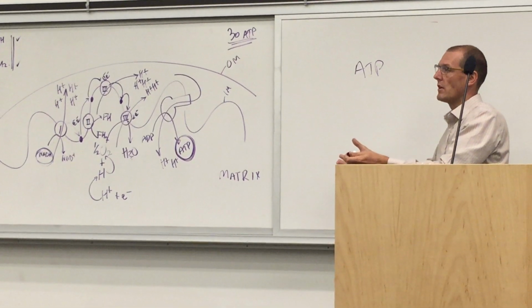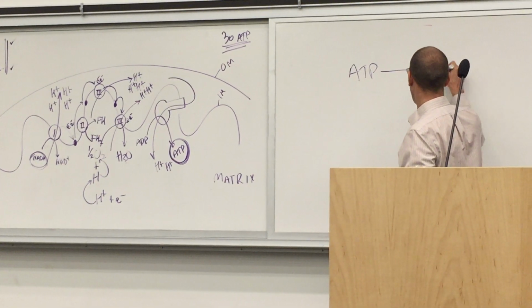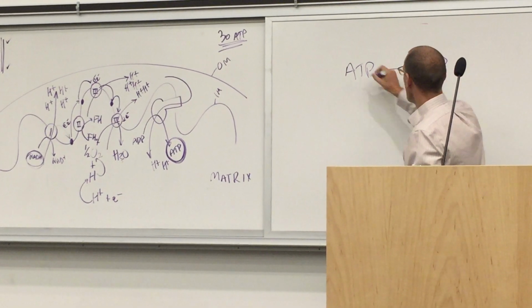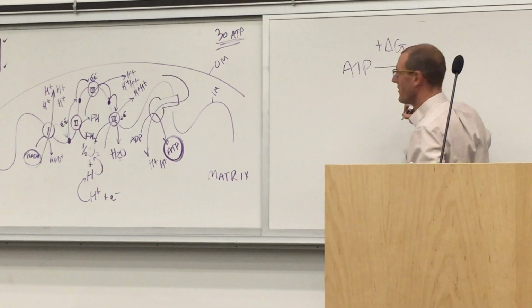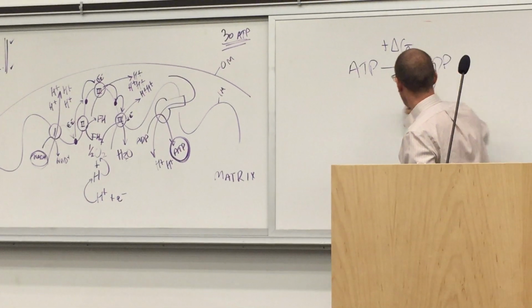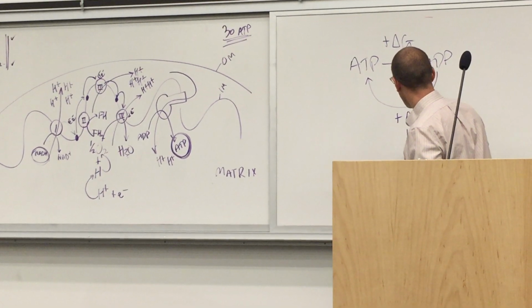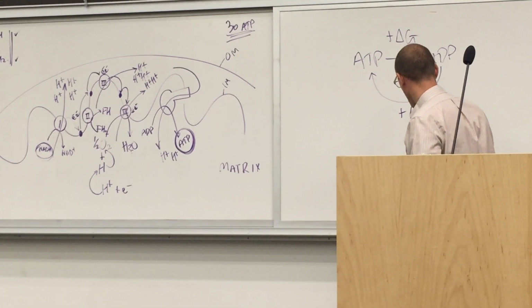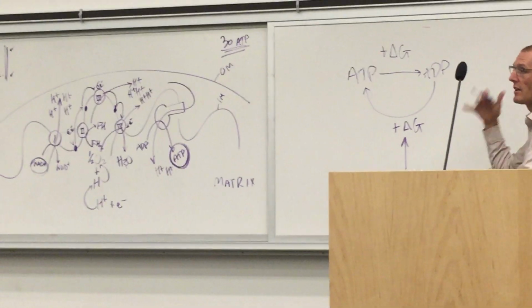And what do they make when they use it? ADP. Okay. So this is all of the positive delta G stuff that your cells are doing. Doing this is also positive delta G. And we drive that using cellular respiration. That's called the ATP cycle.